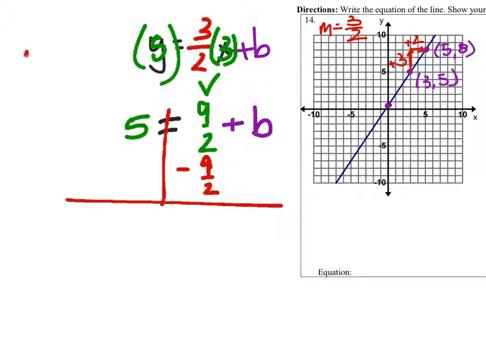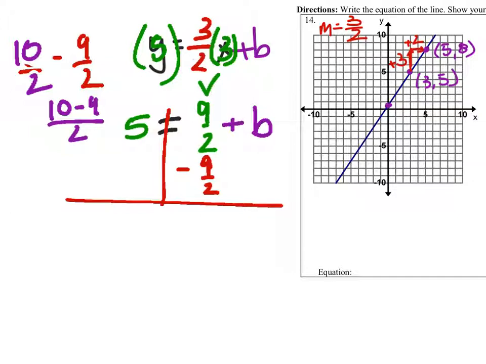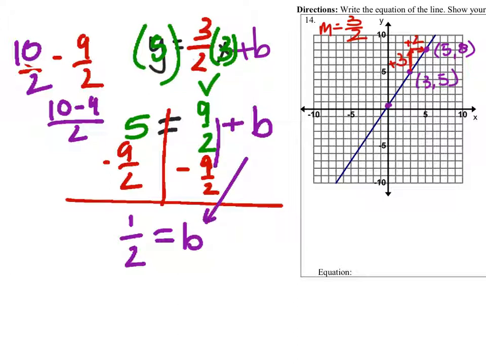So 5, I'm going to do this one over here, 5 minus 9/2. That's 5 over 1, which I need common denominators to subtract these. So I'm going to change 5 into 10/2. So 10/2 minus 9/2, that should be 10 minus 9 over 2 like this. Not everyone does it this way. But 5 minus 9/2 is 1/2. And that is our b value. That's good. That's a zero pair.